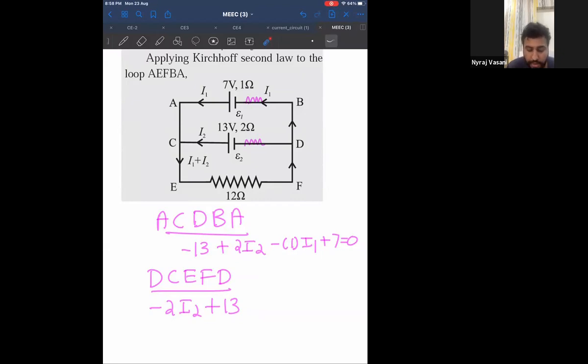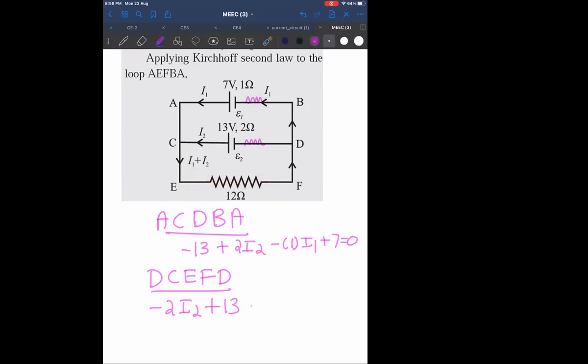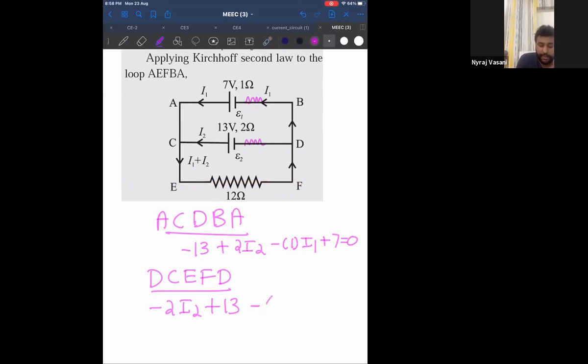Okay. Now, tell me, I have gone from D to C. I have got my answer. Can I say from C to E, if I go, there is nothing? Now, when I go from E to F, tell me, am I going along the direction of current or against the direction of current? Along the direction of current. So it is minus current into resistance. What is current in that branch? I1 plus I2 into resistance, which is 12. It is minus (I1 plus I2) into resistance, which is 12. Correct? Over here.